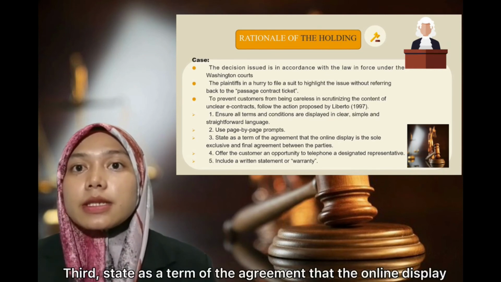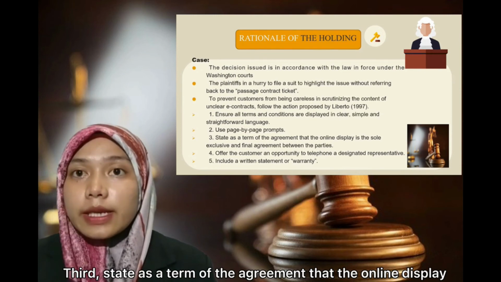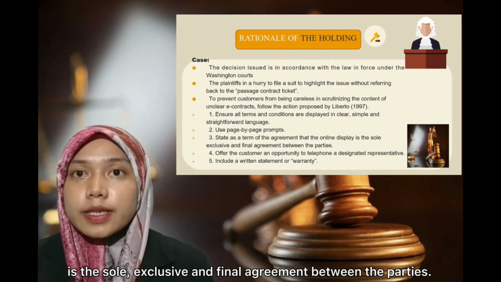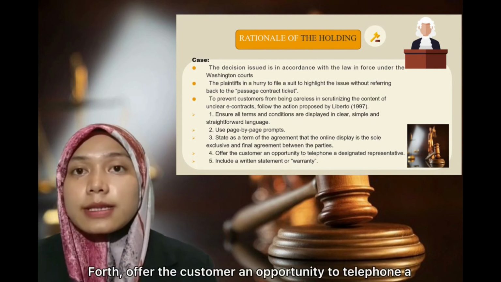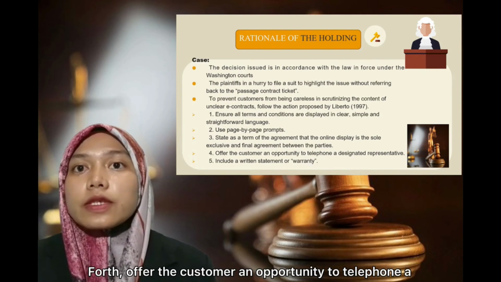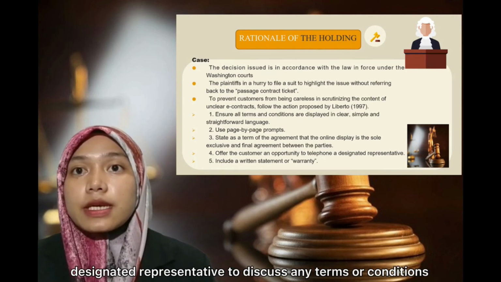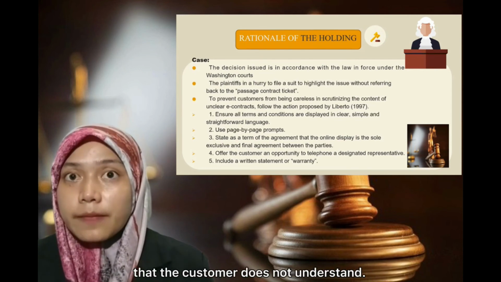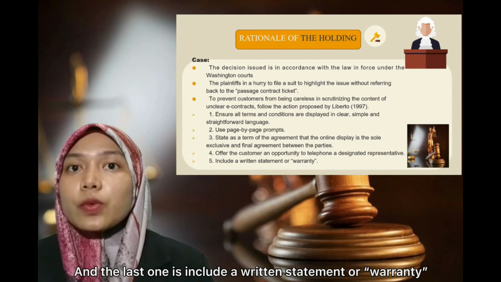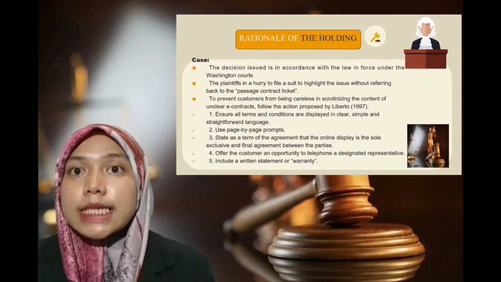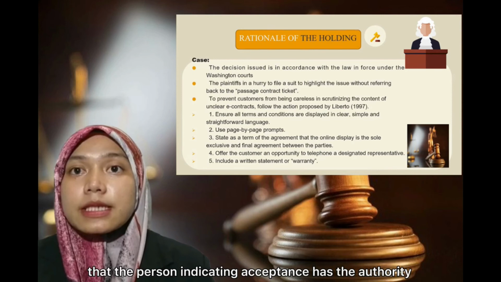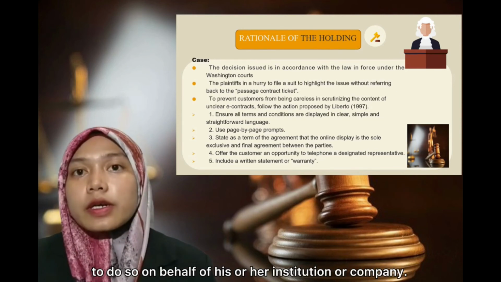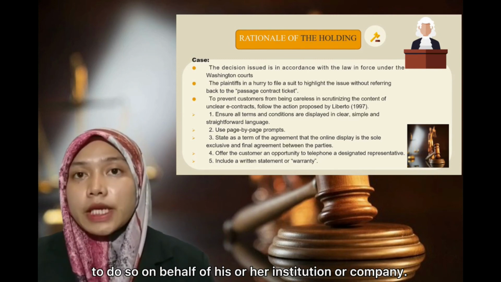Third, state as a term of the agreement that the online display is the sole, exclusive, and final agreement between the parties. Fourth, offer the customer an opportunity to telephone a designated representative to discuss any terms or conditions that the customer does not understand. And the last one is to include a written statement or warranty that the person indicating acceptance has the authority to do so on behalf of his or her institution or company.